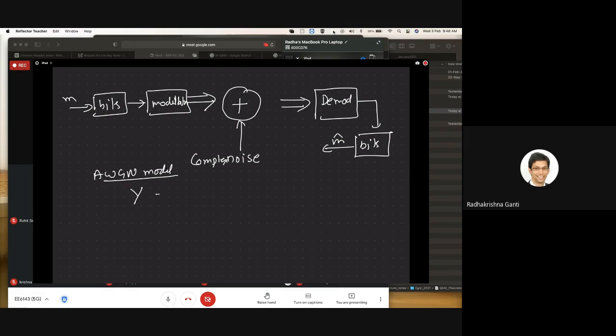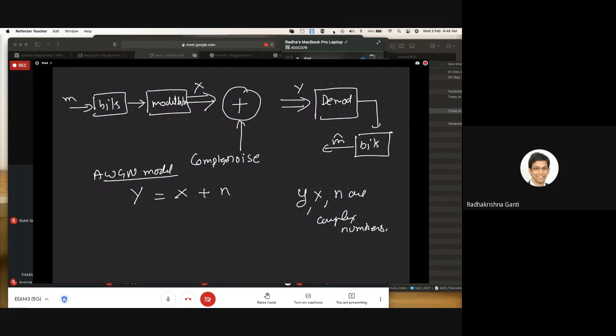It's represented as Y = X + N. Y, X, and N are complex numbers. X represents the output of your modulator, which can be BPSK, QPSK, 16-QAM or something. Y represents the input to your demodulator, which is a corrupted version of what you transmitted. So this is your X, this is your Y.